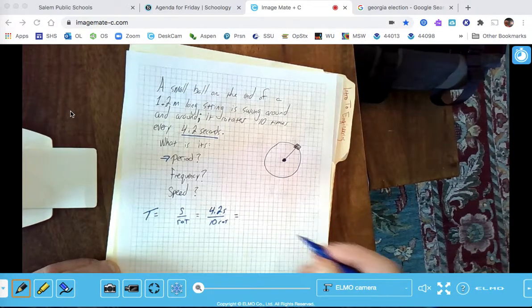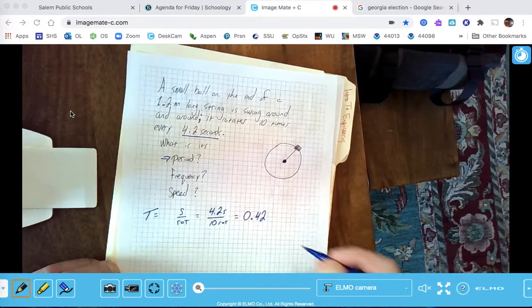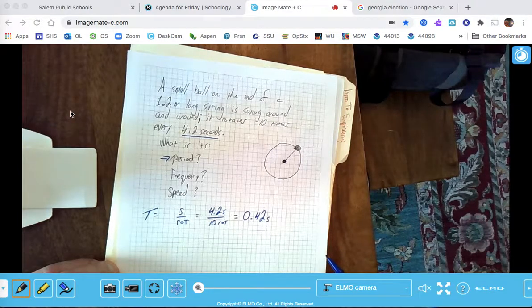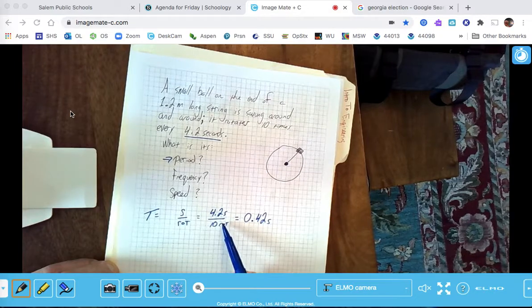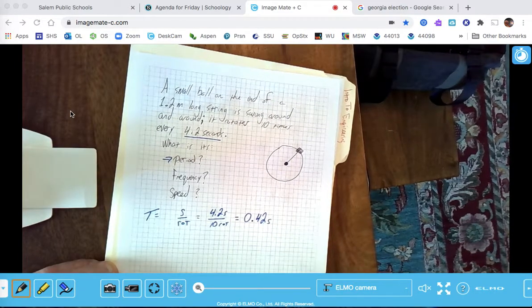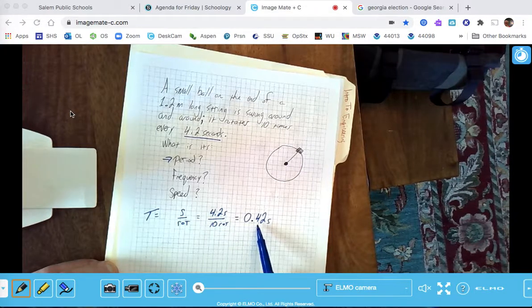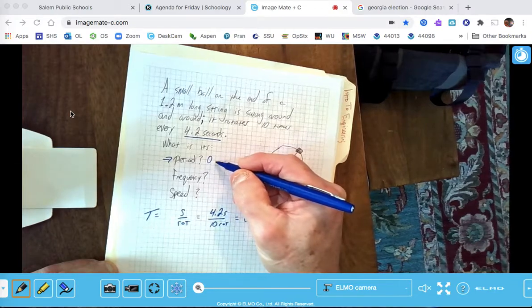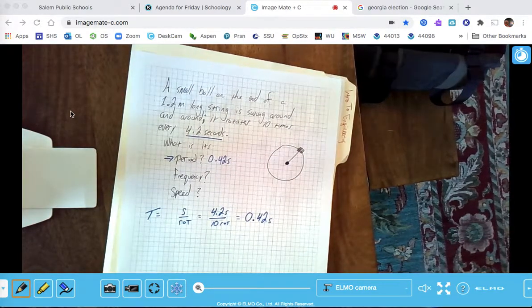Well, 4.2 divided by 10, of course, is 0.42. And what are the units? Well, seconds per rotation, right? So that's the period right there. The number of seconds per rotation. To find period, all you do is you divide the seconds by the rotation. There's the period. That's how long it takes. Okay? So what's the period? 0.42 seconds.